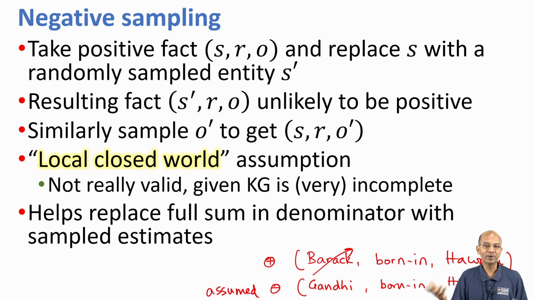Why is that? Because there are so many people in the world that by random sampling, the chance of getting another person born in Hawaii would be fairly small. This is called the local closed world assumption. It's not really valid, given that the knowledge graph is very incomplete. If we are sampling for people born in Hawaii versus elsewhere, this might succeed. But for classes which are much broader, we have to be really careful in not mistakenly sampling positive things and thinking they're negative. Even so, this helps replace the full sum in the denominator with more efficient to compute sampled estimates.